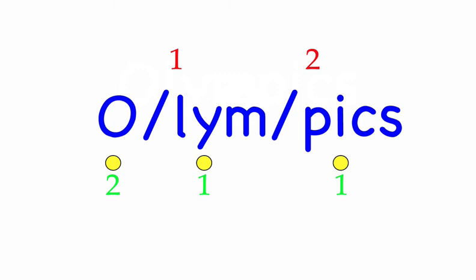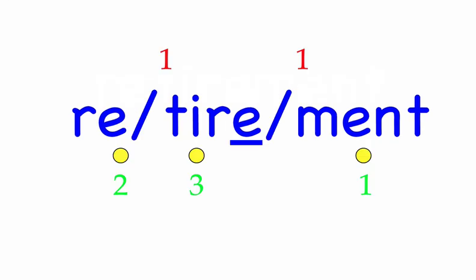Retirement. He has reached the age for retirement. First syllable re has two sounds: r, e. Tire, three sounds: t, i, r. Ment, four sounds: m, e, n, t. Retirement. Mark the word.